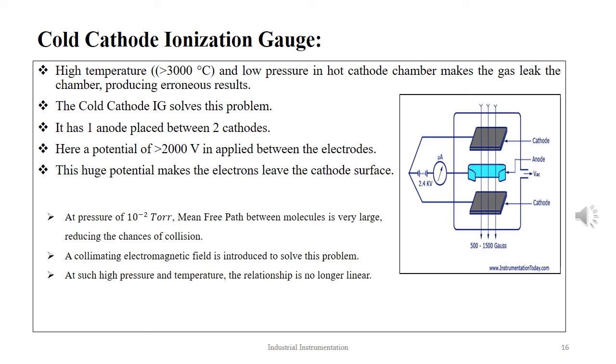The mean free path of the gas is very large at 10 raised to minus 2 torr, thus reducing the chances of collision. This problem is solved by introducing a collimating electromagnetic field. The collimating magnetic field decreases the electron's path length and enables ion discharge at pressure of 10 raised to minus 5 torr. The output relationship tends to move away from linearity under such high electromagnetic field.